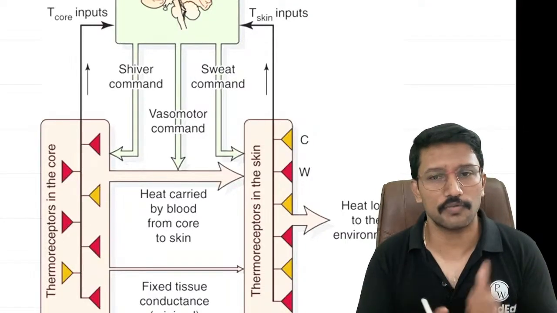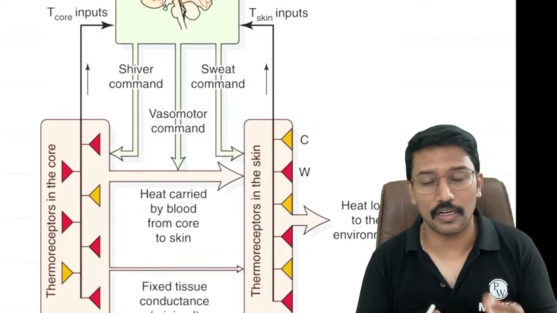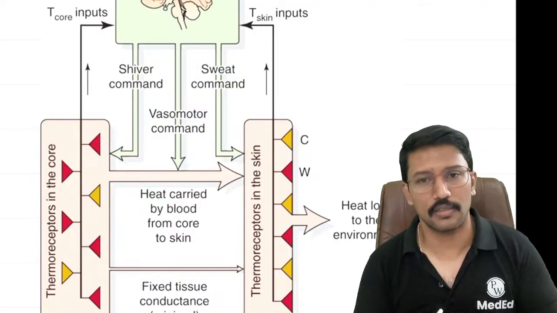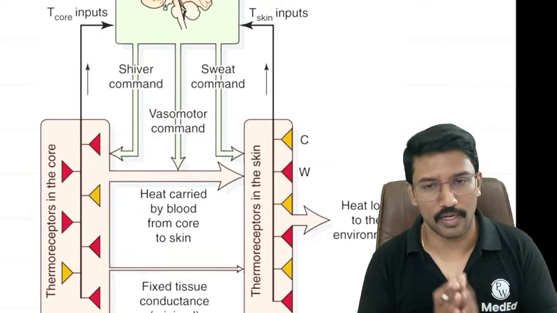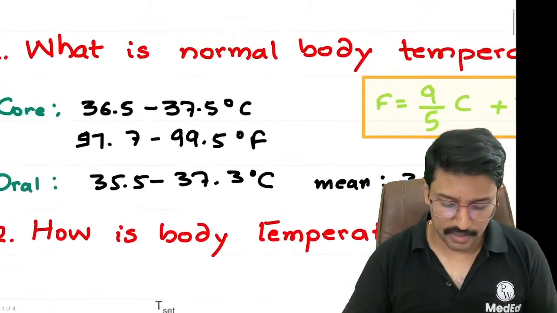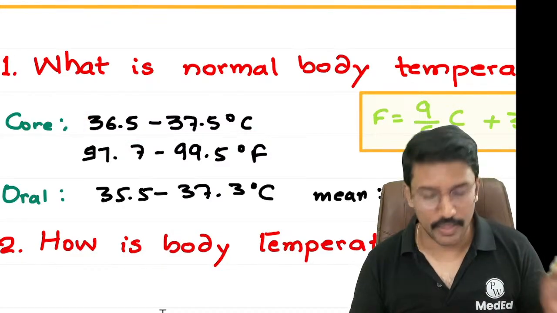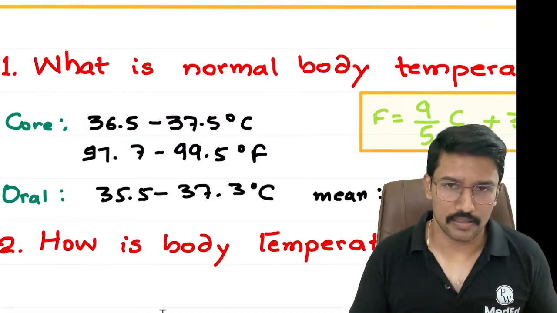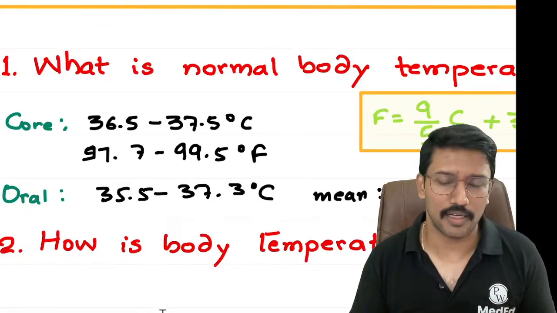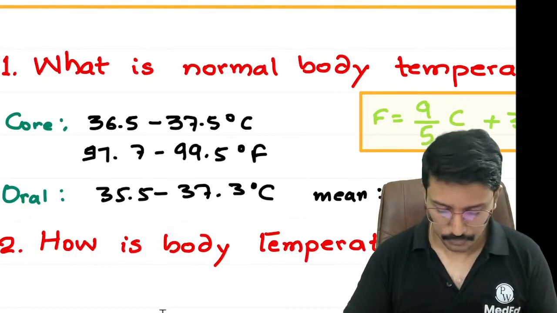2-3 MCQs will be asked. First one is, where is the thermostat located in the human body? The thermostat is located in the hypothalamus, right? What is the thermostat set point? The set point is close to the core body temperature range, that is 36.5 to 37.5 degrees Celsius. In physiology, they might ask you how you regulate the body temperature.